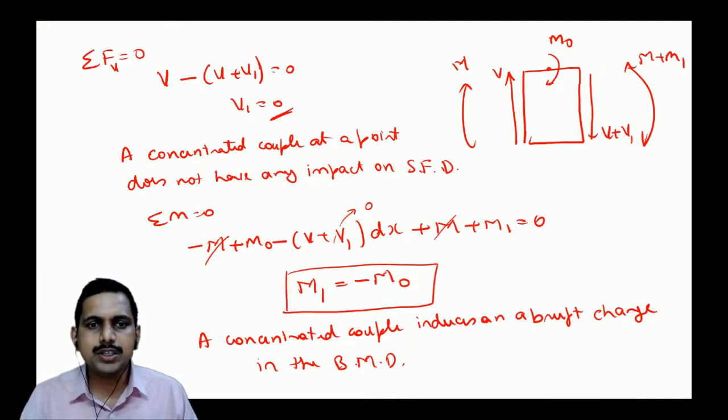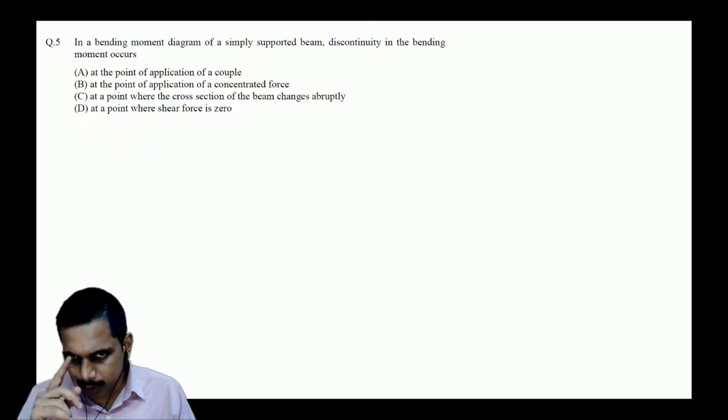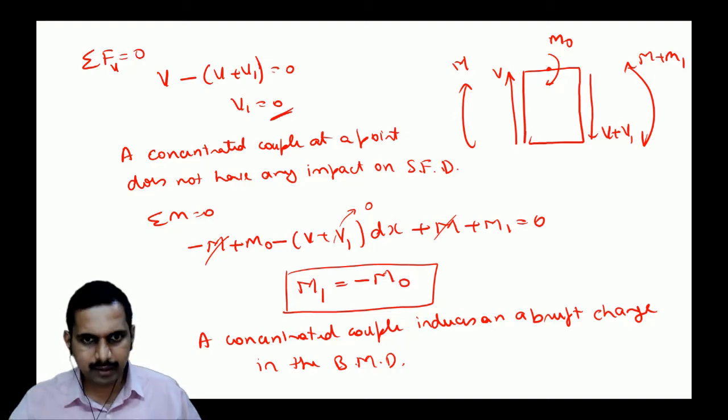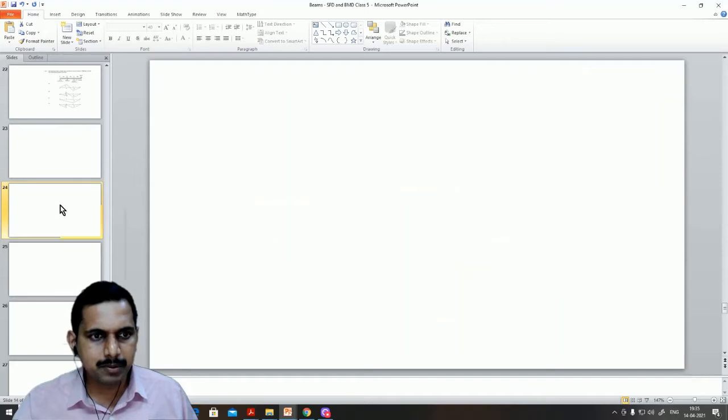Another point we saw was when there is a concentrated moment at a point. What is going to happen? The concentrated couple or moment at a point induces a sudden change in the bending moment diagram. Now let us put some more points here. I want to tell you one or two points with respect to maxima and minima. These points may be very important.